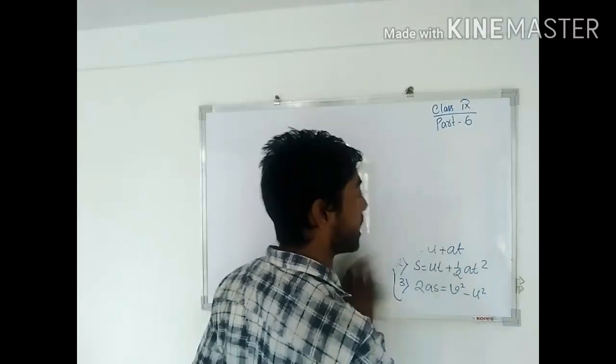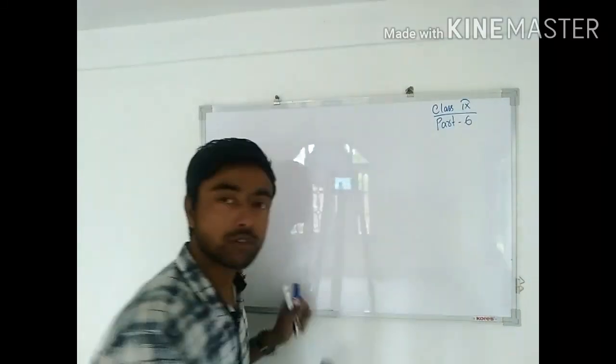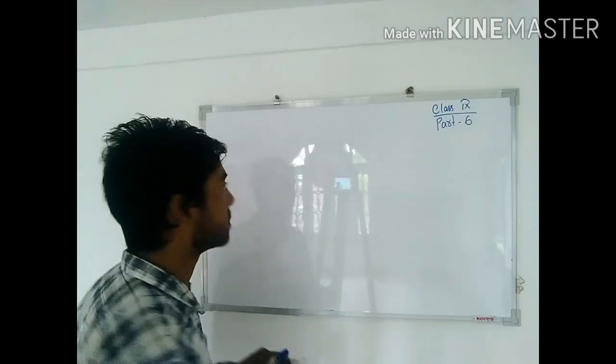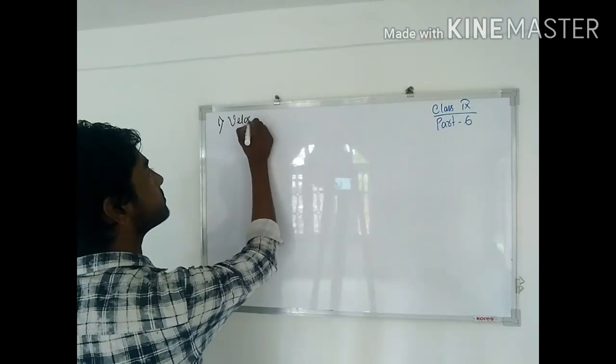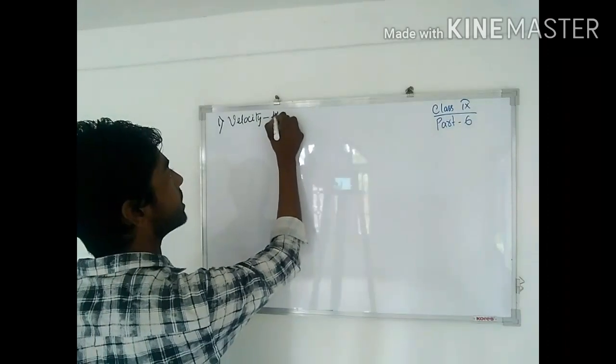Derivation. Okay, now we will derive these three equations of motion. So first of all, let me write the name of the equation. First equation name, that is velocity time relation.